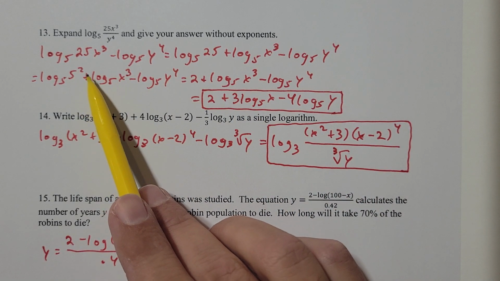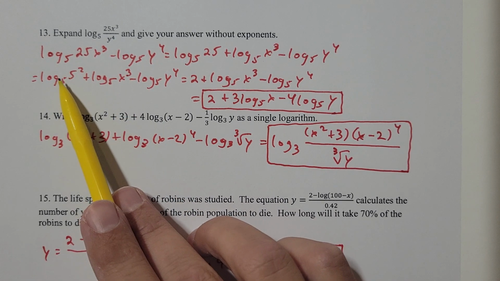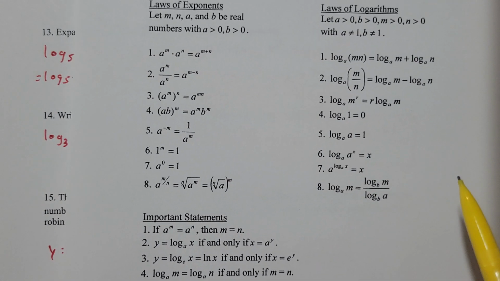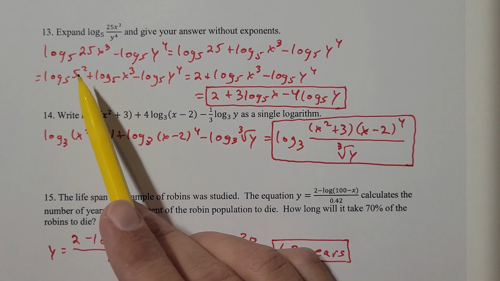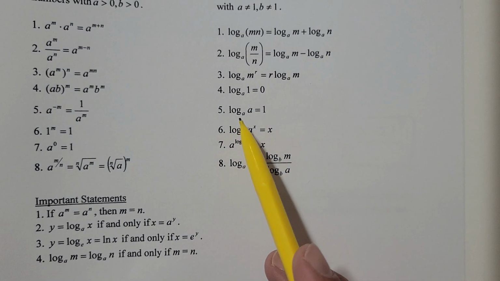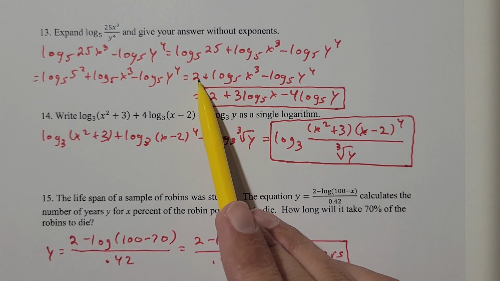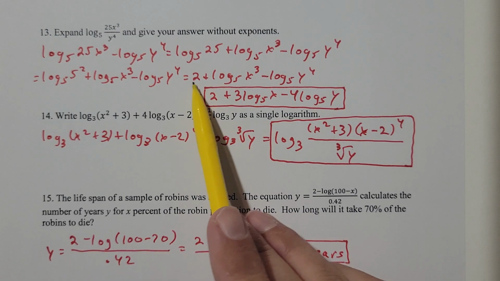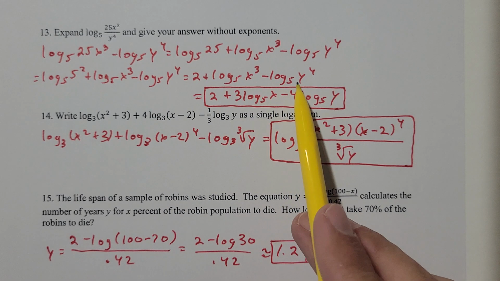25, that's the same thing as 5 squared. Right? And I know powers can come out in front of logarithms. So that's using law 3. Right? This power value comes out in front. So I'm going to have 2 times log base 5 of 5. Log base 5 of 5 is 1. And 2 times 1 is 2. Plus log base 5 of x cubed minus log base 5 of y to the fourth.